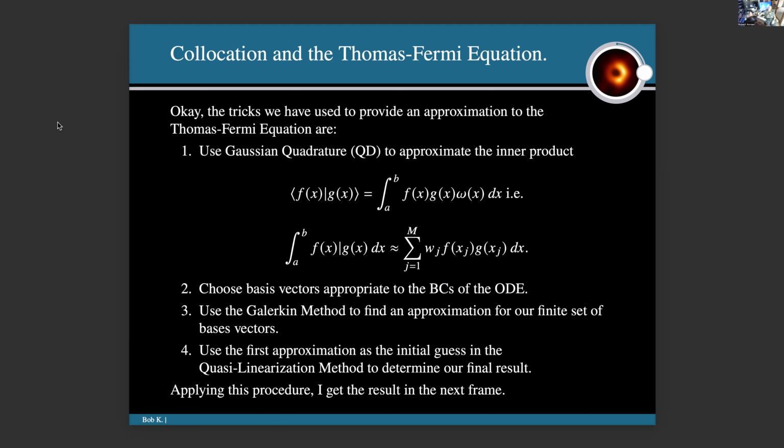We're going to use all of these tricks to solve the Thomas-Fermi equation. We use Gaussian quadrature to approximate an integral. We're going to choose a set of basis functions. We're going to use Galerkin's method for an initial condition. And then we're going to use a new term that I don't think I've talked about, which is quasi-linearization. And that's going to get us to where we want to go.